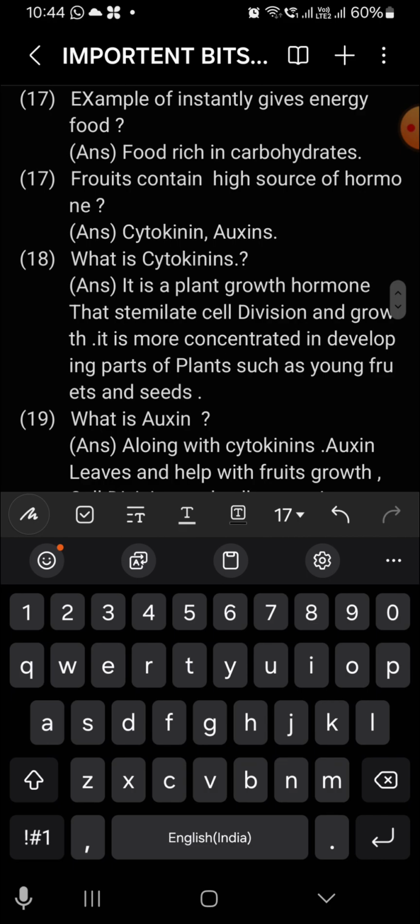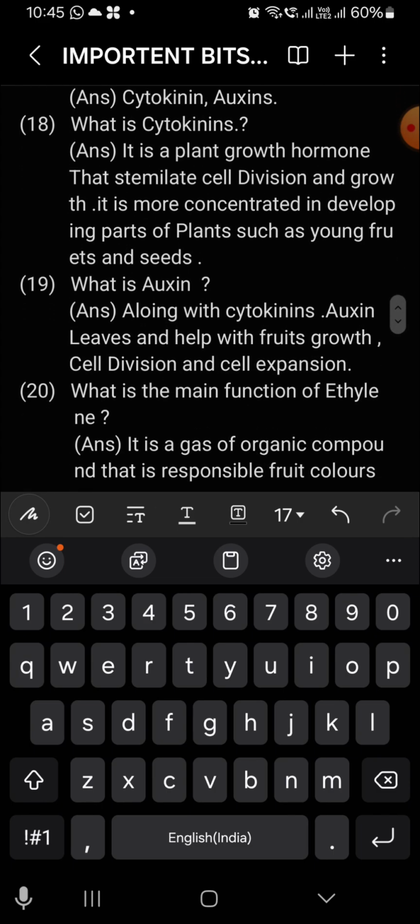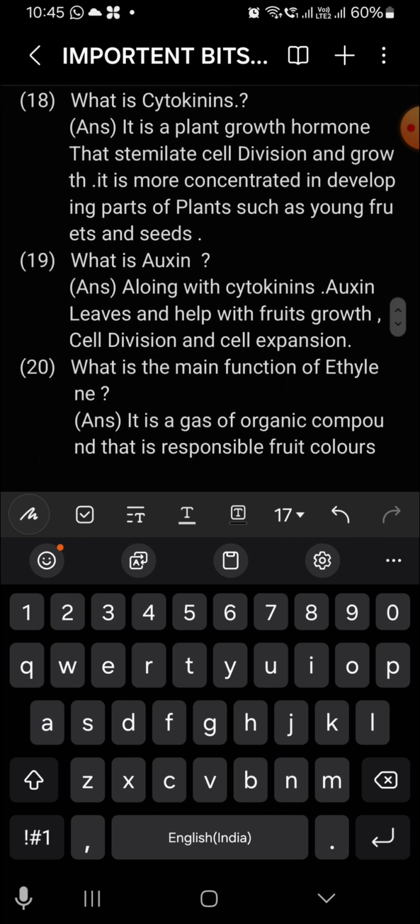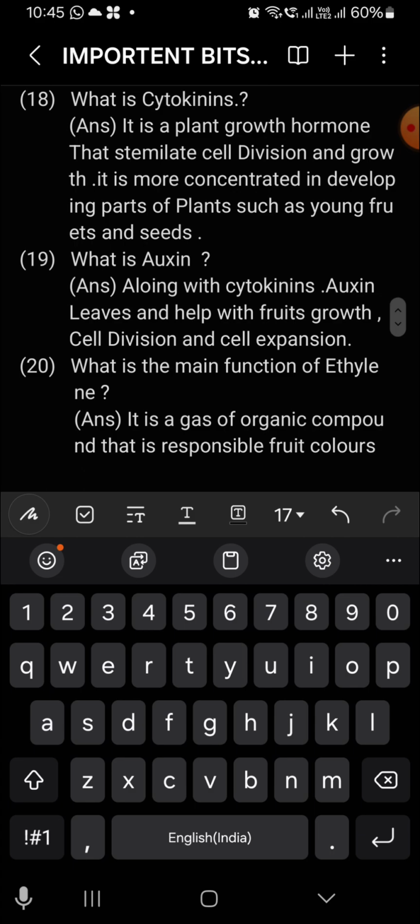Next question. Fruits contain a high source of hormones, cytokinin and auxin. What is cytokinin? It is a plant growth hormone that stimulates cell division and growth. It is more concentrated in the developing parts of the plant, young fruits and seeds. What is auxin? Along with cytokinin, auxin helps in fruit growth, cell division and cell expansion. These are most essential for plants.